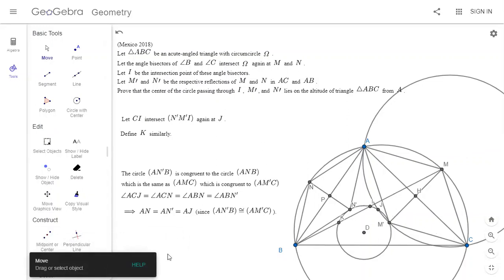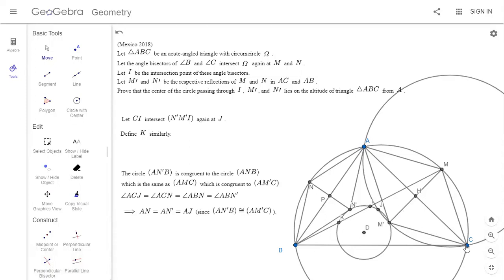Is that easy to show? We just have to show angle JCM' is equal to angle ICM. Or we could show JCB is ICB. Yeah, what was your idea, Serdar? We will prove that I is on the circle of the isosceles trapezoid N'J, N'K, M'J. Okay, so you define K similarly, right?